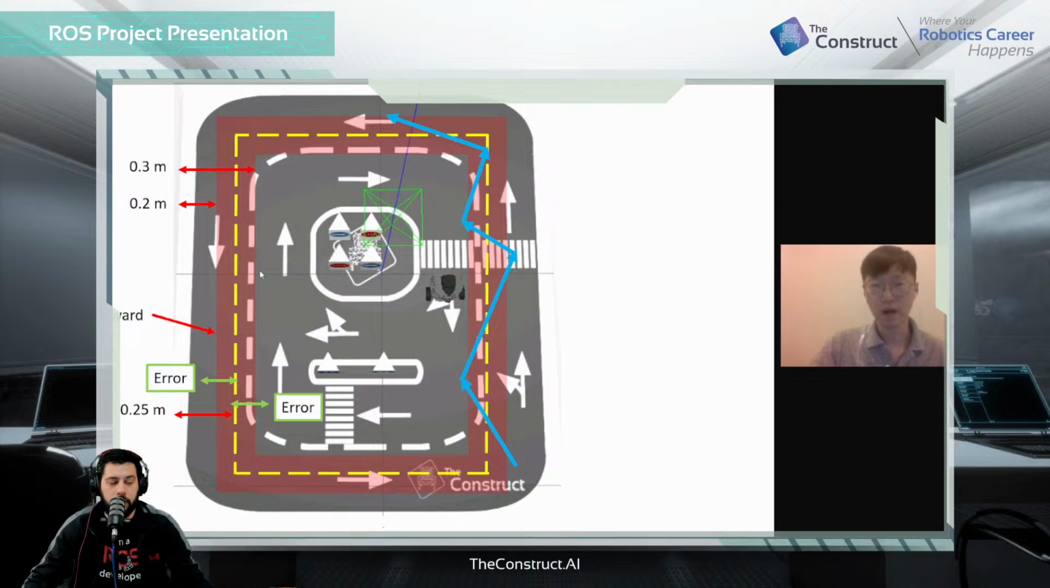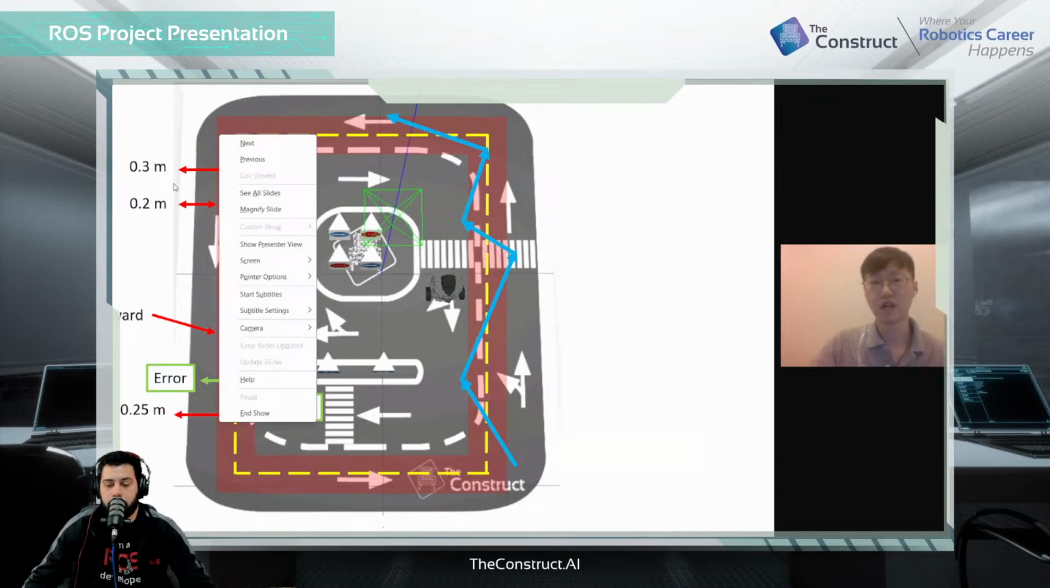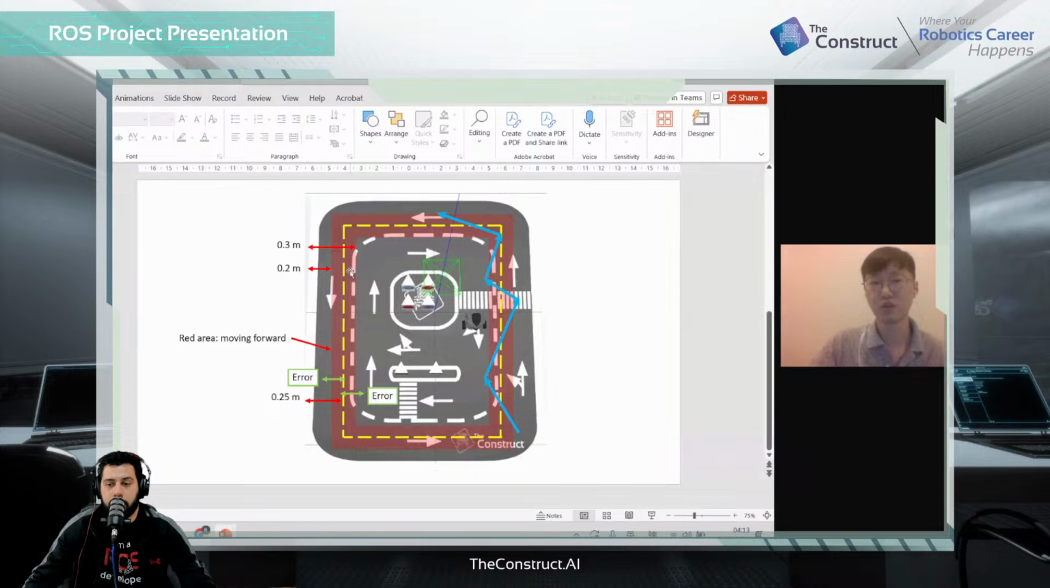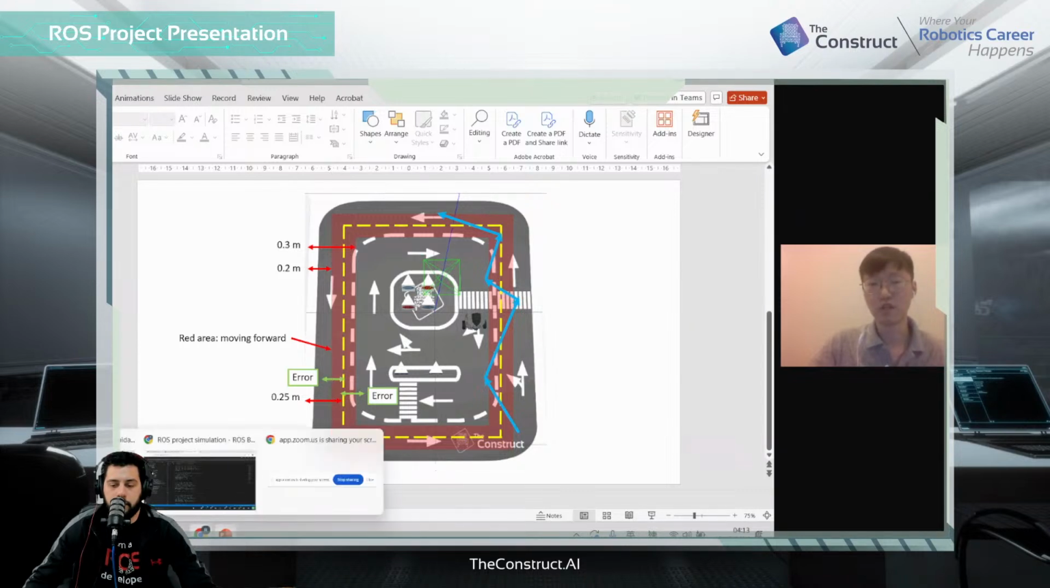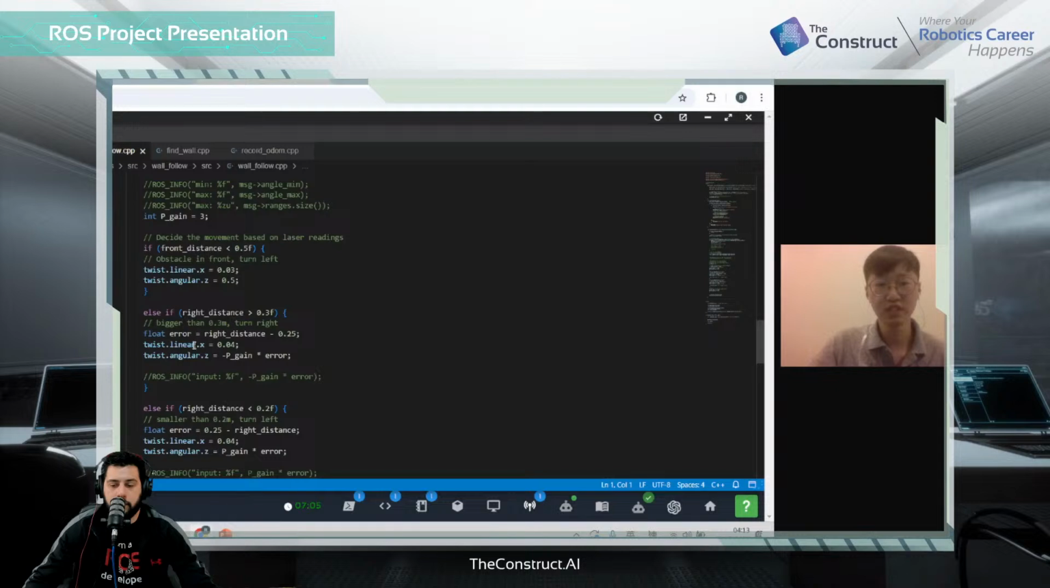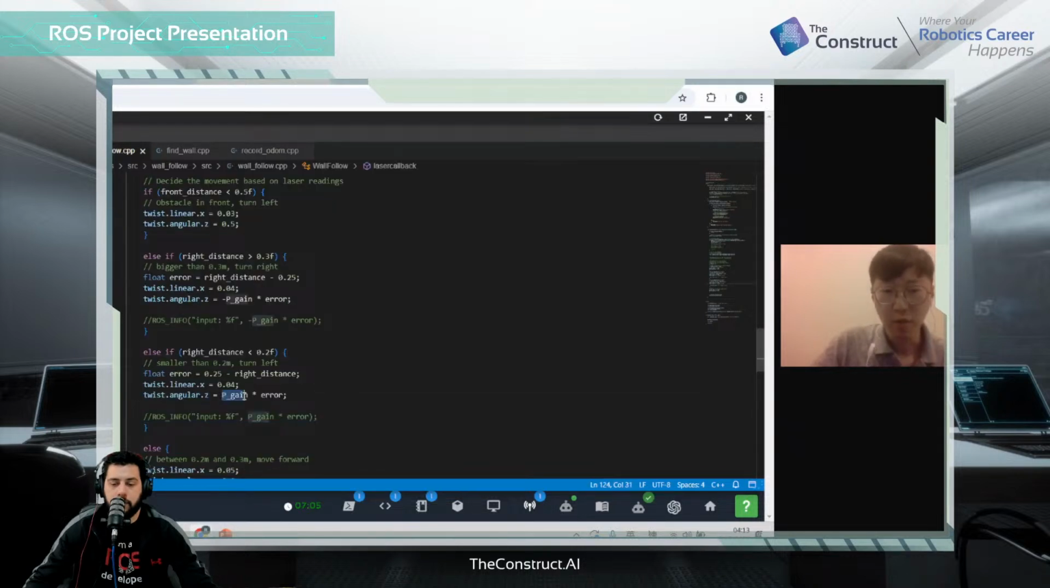When the robot is outside of the 0.2 or 0.3 meter, it will calculate its error from its position to the center line, which is 0.25 meters. And then the formula is stated here, which is the proportional gain times the error, which will be the resultant angular velocity for it to turn back to the correct position.